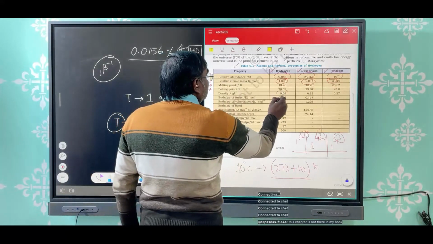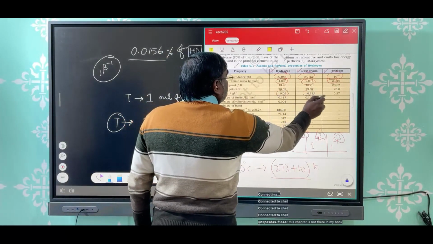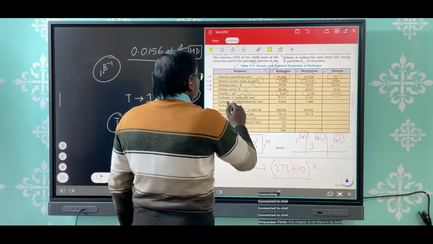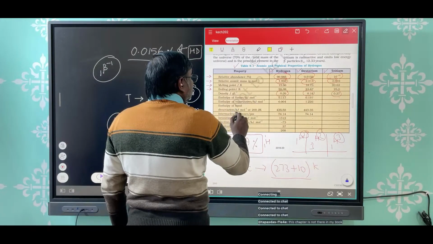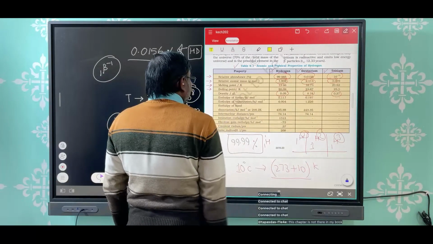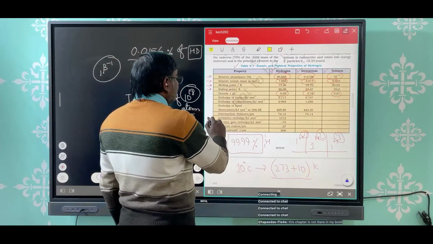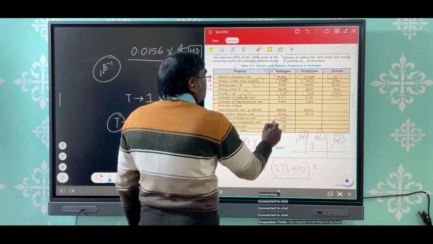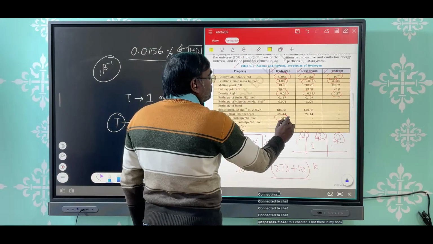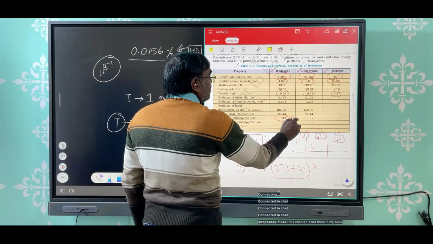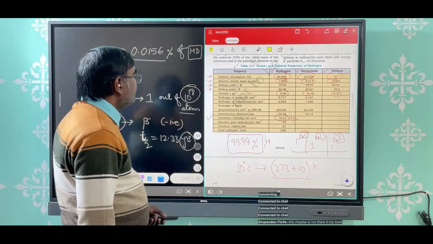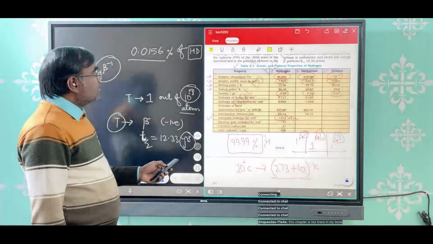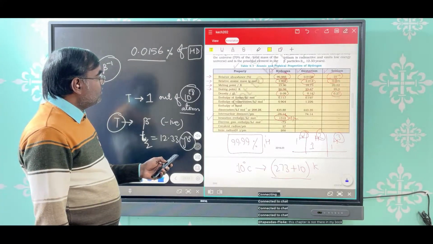Density 0.01, 0.09, 0.18, 0.27. Enthalpy of fusion, enthalpy of vaporization, enthalpy of bond dissociation, these are all values. Ionization enthalpy we talked about: 1312 kilojoule per mole, right? So these are the parameters, the physical properties of hydrogen.